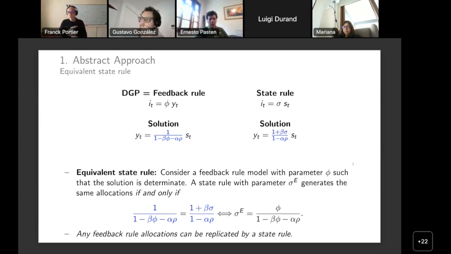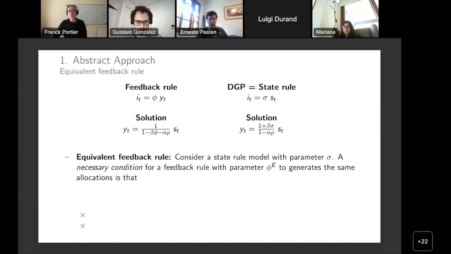So now let me do the converse. Let me assume that the DGP is the state rule and see if I can replicate it with my feedback rule. Okay. So that's what I do here. So stop me if it's unclear here, because I'm playing around with what's the DGP and what's the rule. But yeah, so please stop me. So you remember we computed already those solutions, and so now again, I'm wondering whether there is an equivalent phi, that I call phi e, such that if I follow a feedback rule, I can replicate the solution of the model with the state rule.